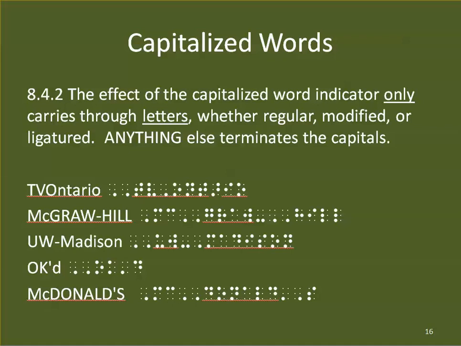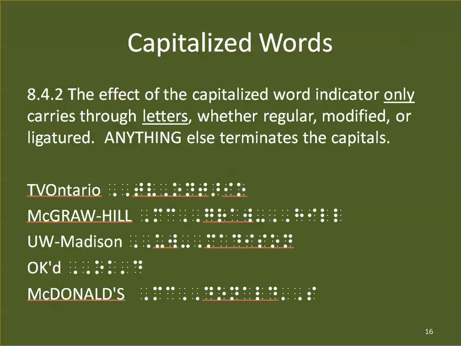The next 2 examples show that things are the opposite of how they used to be. O.K.'d, meaning OK apostrophe D, capitalized word mode there, capital dot 6, OK. An apostrophe is not a letter, so it terminates capitalized mode. D is understood to be lowercase. However, the next example, McDonald's, capital M, C is lowercase, start capitalized word mode there with Donald, apostrophe terminates. We have to start capitalization again for just the S. That's exactly the opposite of how it used to be.